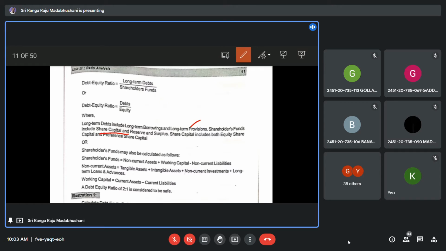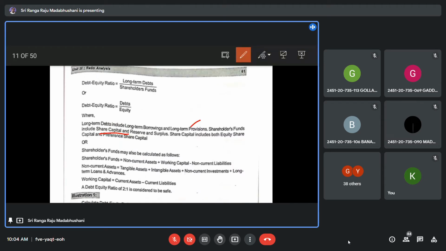The assets we are using will not remain the same. The life of that asset will end and become obsolete, so then you have to replace it. For that we need funds. So the firm will retain some profit for future expenses, and we call it a reserve and surplus.